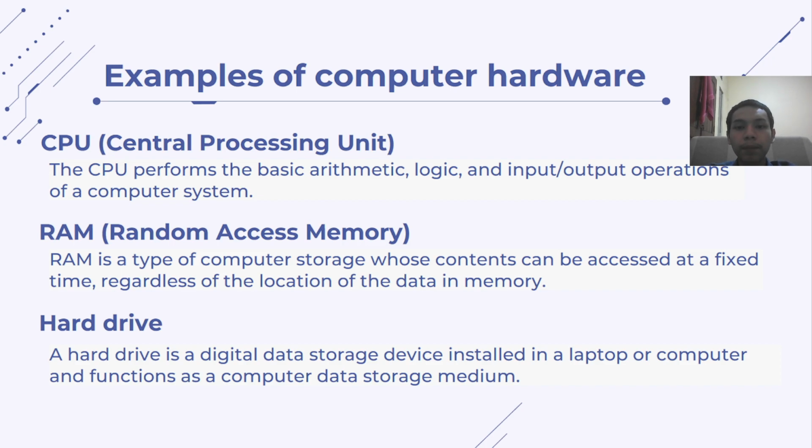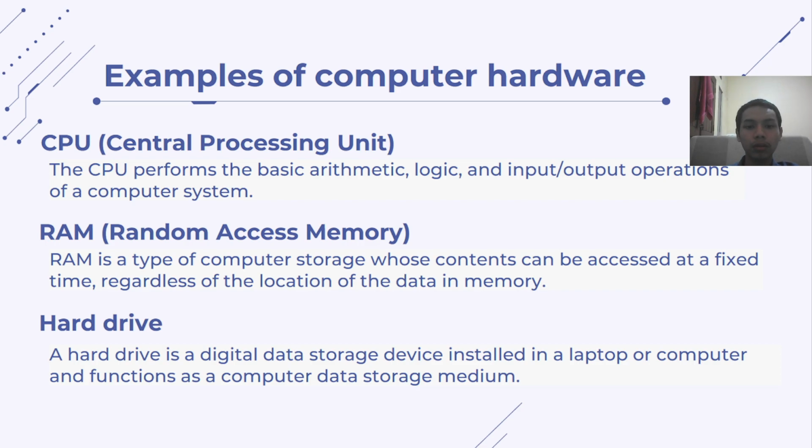CPU speed plays an important role in improving computer performance. As instructions become more complex, for example, creating a 3D animation or editing a video file, the computer system demands more from the CPU.